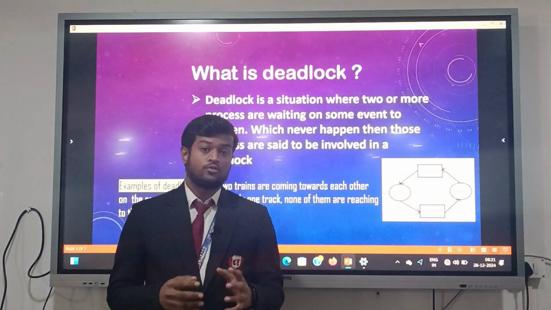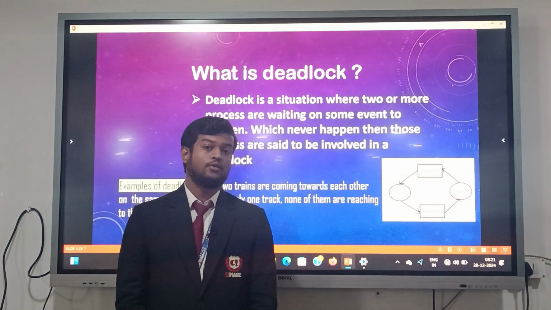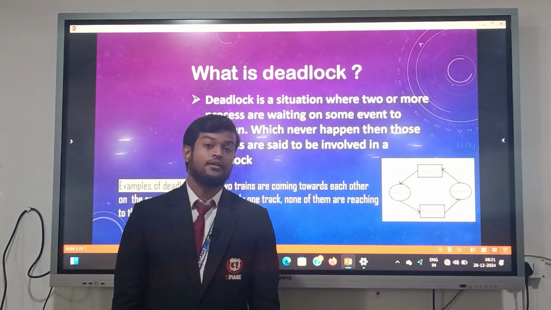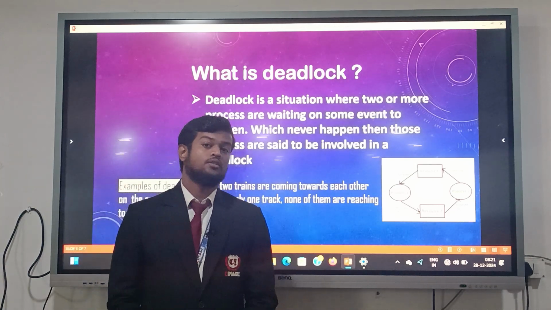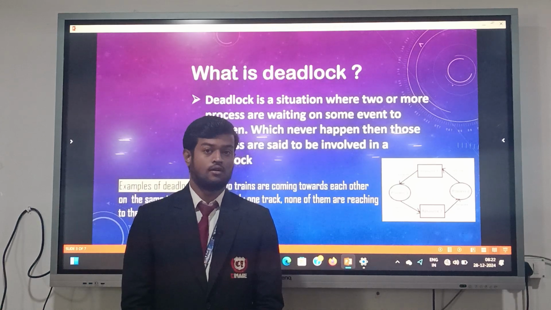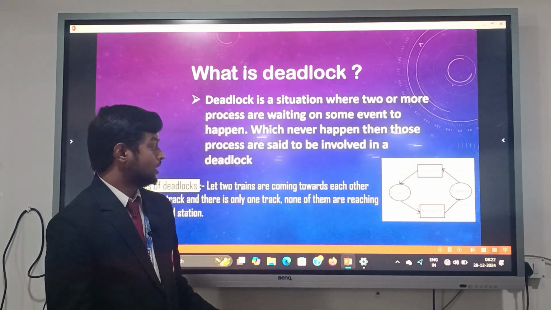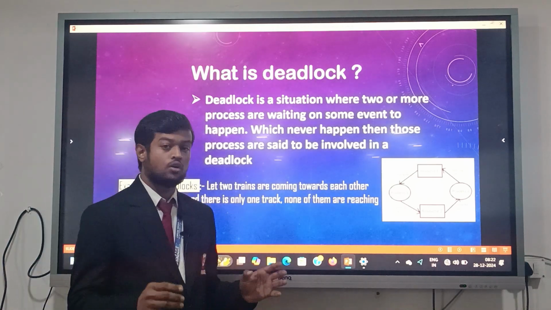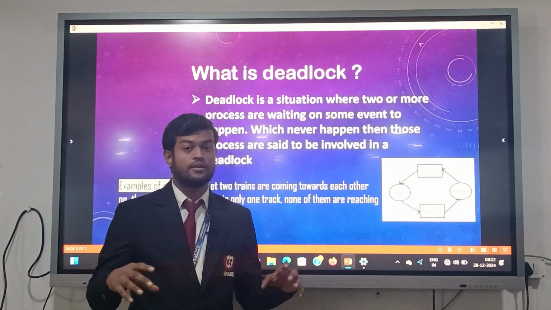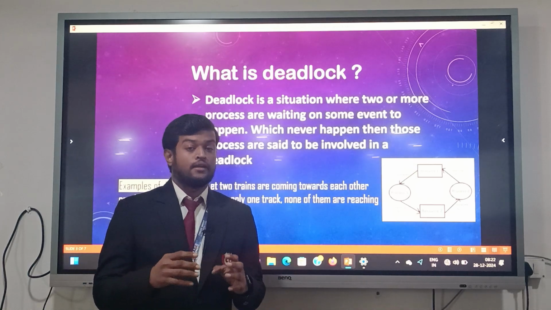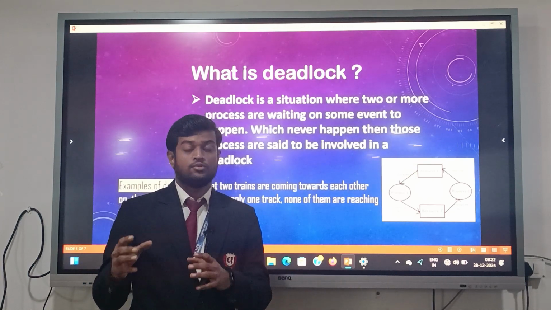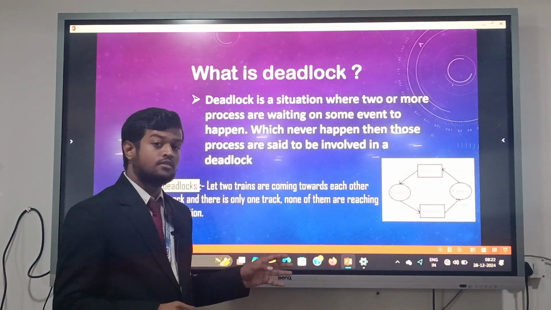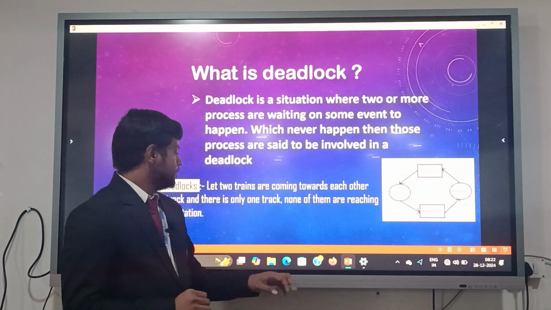Deadlock is a situation where two or more processes are waiting for some event to happen, but no such event happens. Then those processes are said to be involved in deadlock. Let's understand with an example. Let two trains be coming towards each other on a single track, and neither of them can reach its allotted station. This situation is known as deadlock.